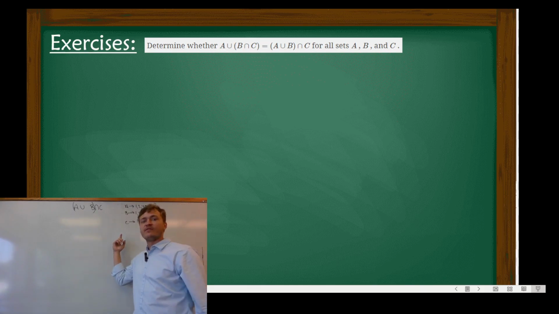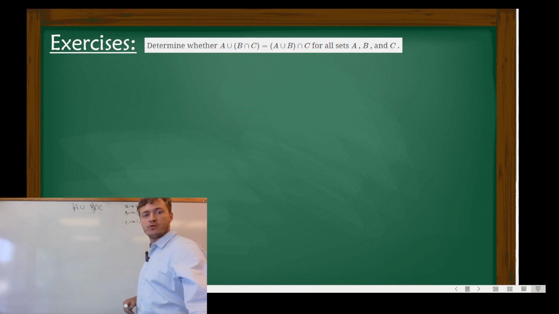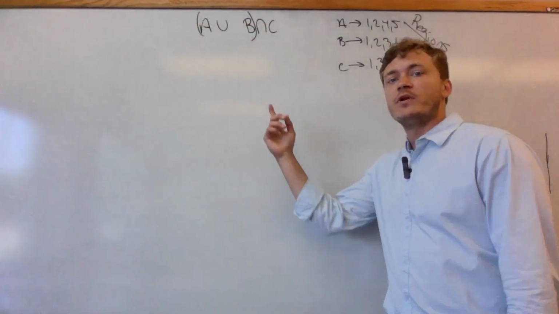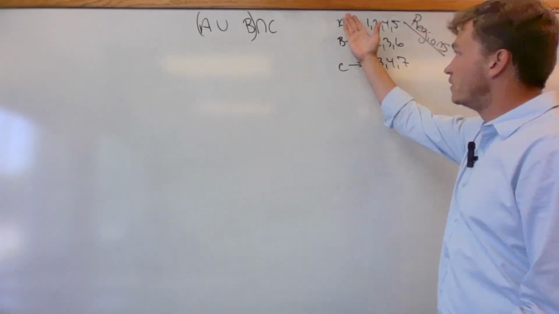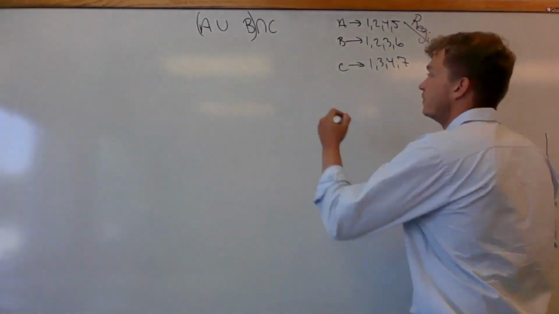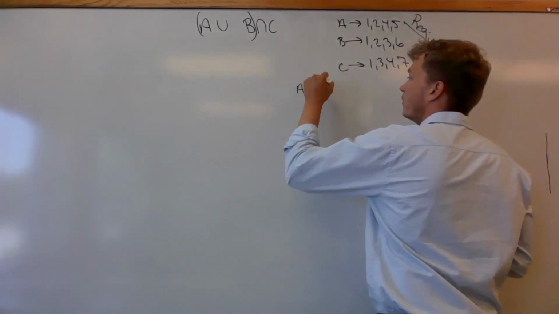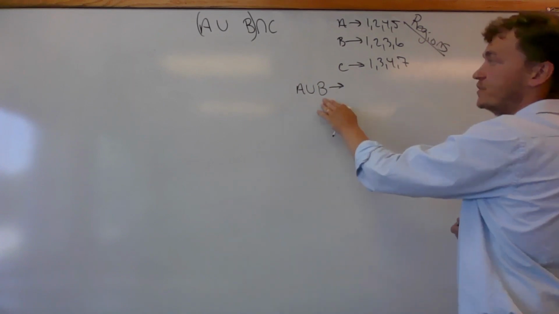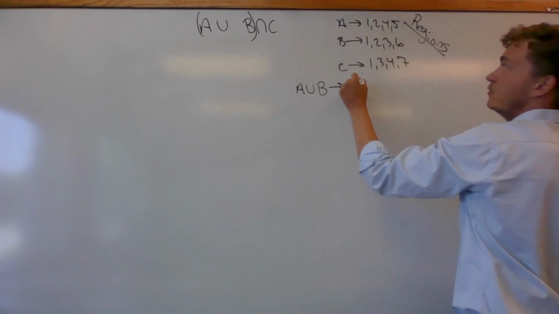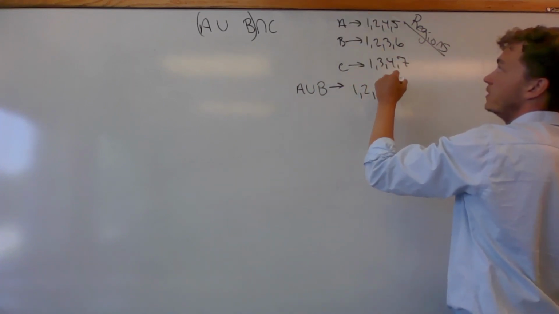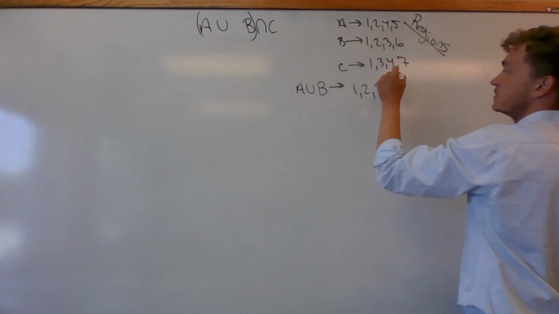With the same bit of information we have here, I'll go to the full screen. We first want to determine, what is A union B? A union B is the regions found in A, as well as the regions found in B. So we're just listing these: 1, 2, 3, 1, 2, 3, 4, 5, 6.